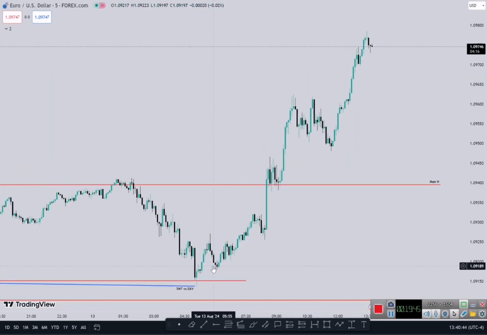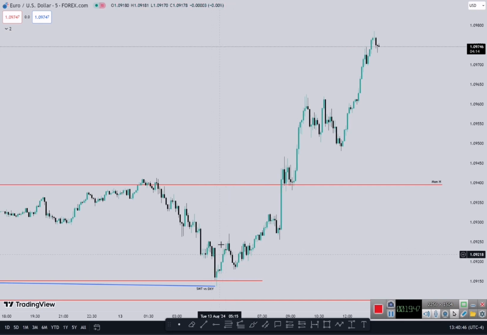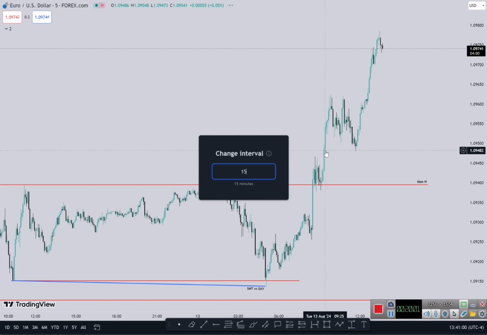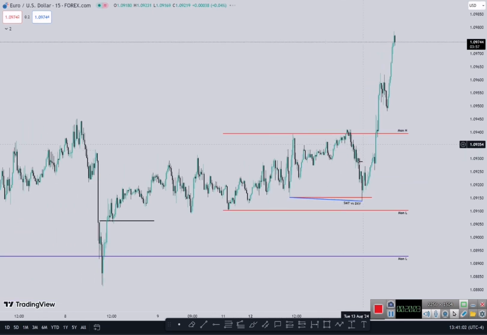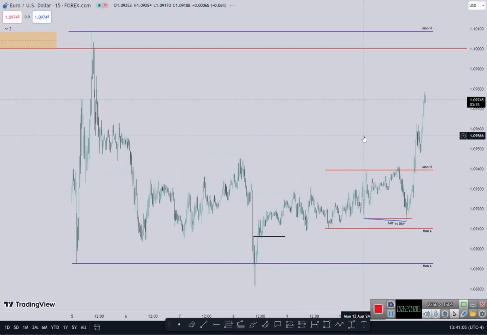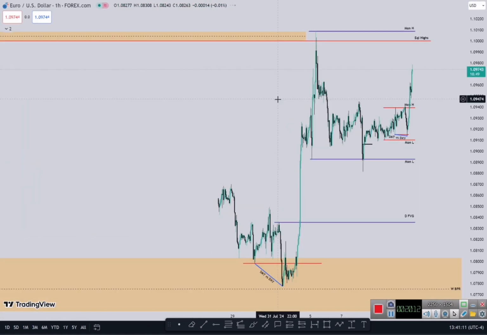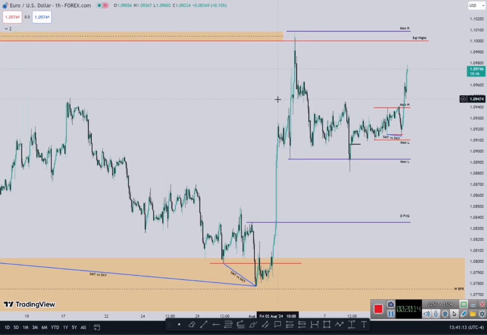We find this setup, which is CIST, change in state of delivery, and we enter on the test of this order block. Or you could enter on this OTE of New York kill zone, and you can target either 2 hour or 3 hour, or you could go for the buy side liquidity, which is this Monday high.